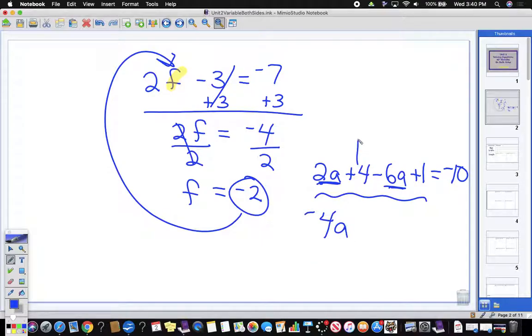And then we combine our constants, which are just numbers. 4 plus 1, positive 5, equals a negative 10. And then we go from there, in which it's a two-step equation. And that's where we're at right now, with the variable on both sides.